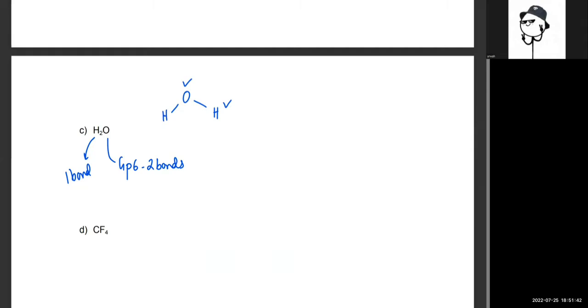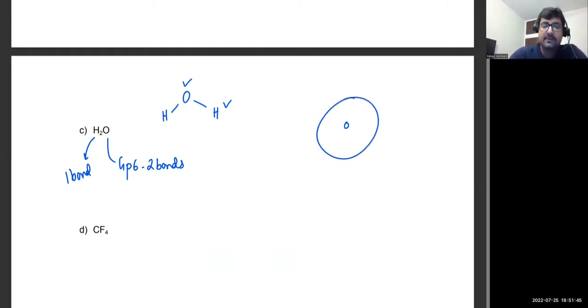Make sure you draw the structural formula, and then you draw the dot and cross diagram. So it's oxygen with 2 hydrogens, and they're making 1 bond each. And oxygen should have 8 electrons, so there should be 4 more electrons. These are lone pairs.